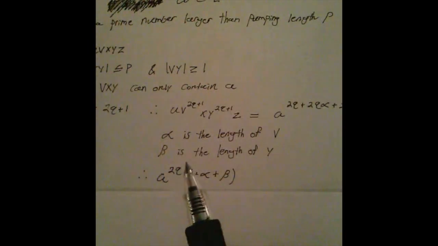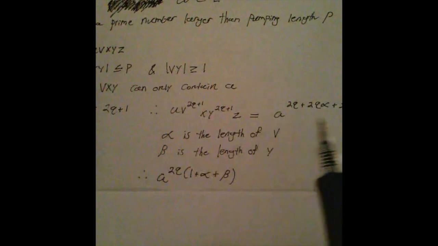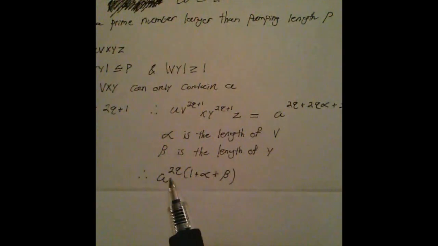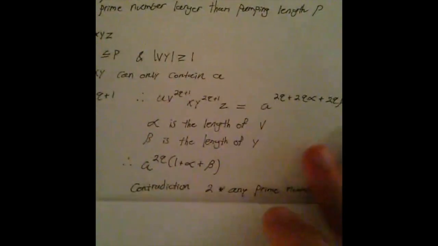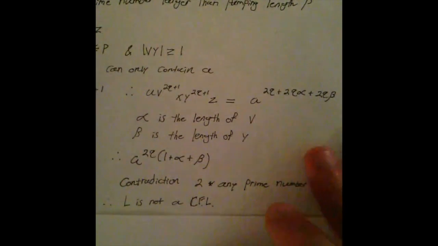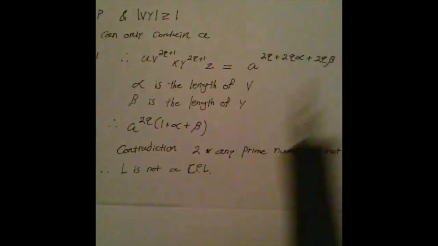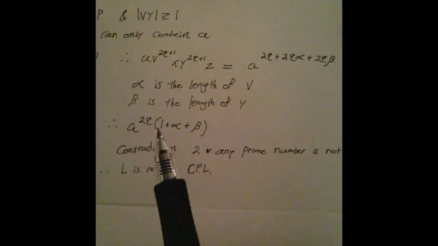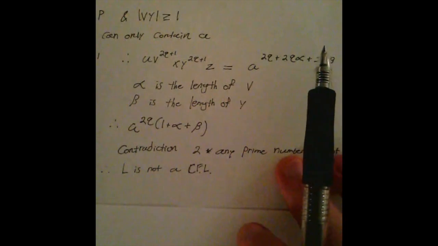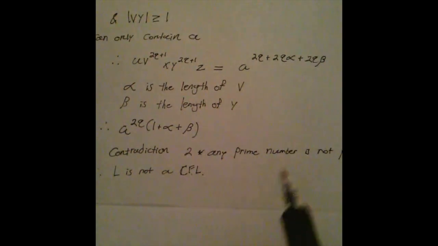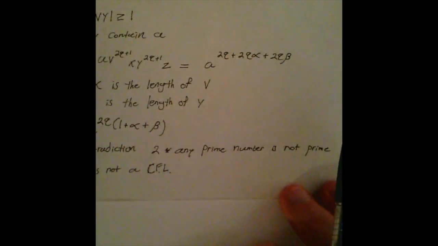Once we have that, we can do some redistribution of the values, pull the 2q out, where we're left with 1 plus alpha plus beta, and now we have our contradiction, which is the following. 2 times q cannot be a prime number, because 2 times any prime number is not a prime.